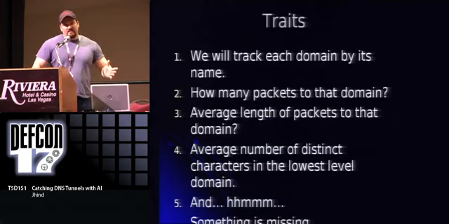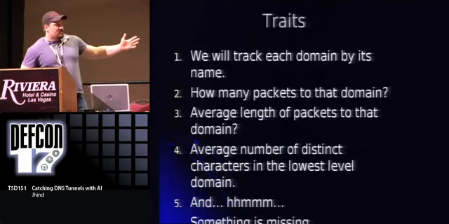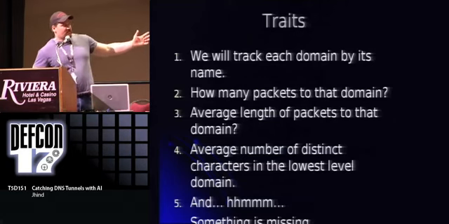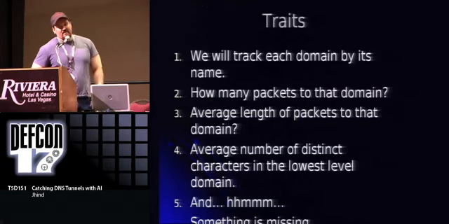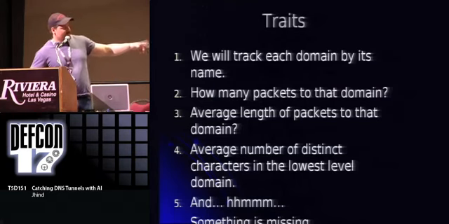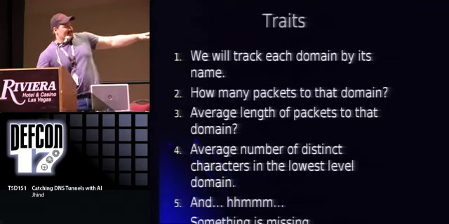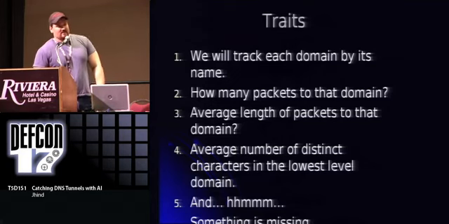So we're going to pull traits, because we already talked about traits. These are pretty straightforward for the most part to begin with, right? We're going to pull every domain name that goes past us. We're going to count how many packets go to that domain. I know I just ripped packet counting, and now I'm doing it. Let it go. We're going to count the average length of the packets. So we're still just packet counting. That's not terribly useful. Average number of distinct characters in the lowest level domain.